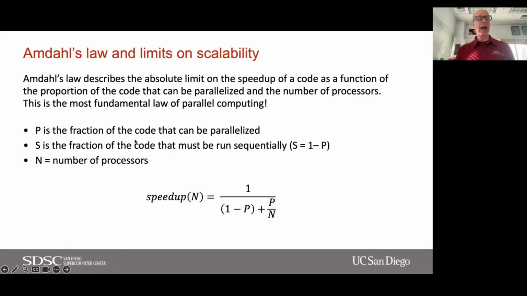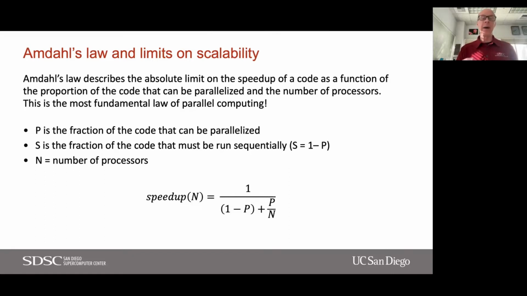Right now, this is going to be a little abstract, but we're going to say that P is the fraction of the code that can be parallelized. And it's a little hard to tell sometimes what part of the code can be parallelized, but let's just assume for now that we can look at the entire workload for the application and say that P is the fraction that we can then parallelize. S is going to be the fraction of the code that must be run sequentially. So S plus P is going to equal 1. And N is the number of processors.